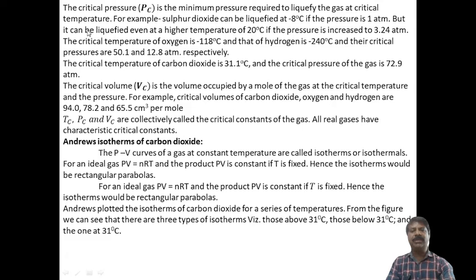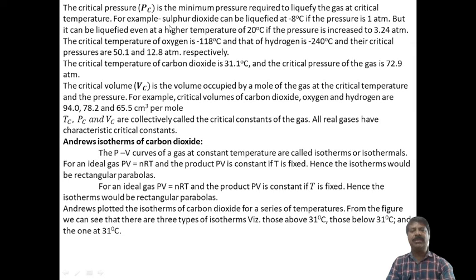Now at the critical temperature, means at a particular temperature above which the gas cannot be liquefied, the pressure at that point is called the critical pressure. What is meant by critical pressure? It means the minimum pressure required to liquefy the gas at the critical temperature.